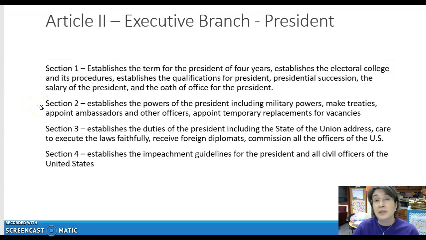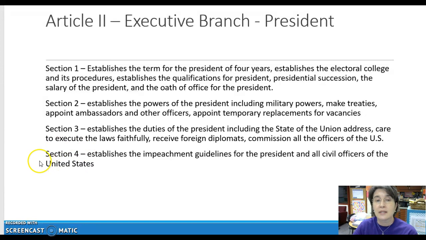Many of those appointments have to be confirmed by the United States Senate, so while the president does have quite a bit of power in appointing people to those offices, very often he has to have the approval or permission, if you will, of the United States Senate to actually get them into that office. Section 3 establishes the duties of the president, including that he or she must give the State of the Union address, that they're expected to execute the laws faithfully, to also receive foreign diplomats and commission all the officers in the United States military services.